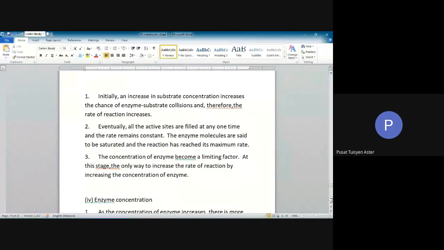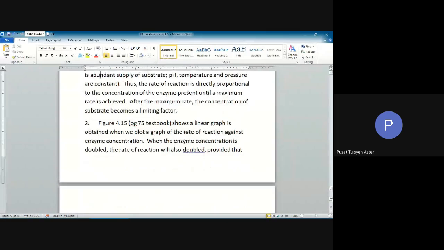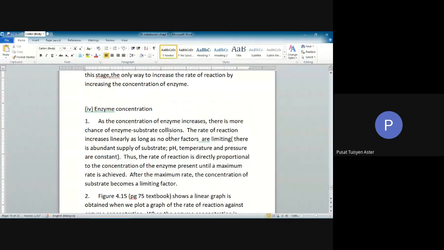It works the opposite method for enzyme concentration juga. Enzyme concentration pula, same. As the concentration of enzyme increases, there is more chance of enzyme substrate collisions. Memang betul, tapi the factors is the substrate concentration. Kalau tak ada factor and has abundant substrate, pH, temperature, pressure are constant, rate of reaction is directly proportional towards the concentration of enzyme present until maximum rate is achieved.